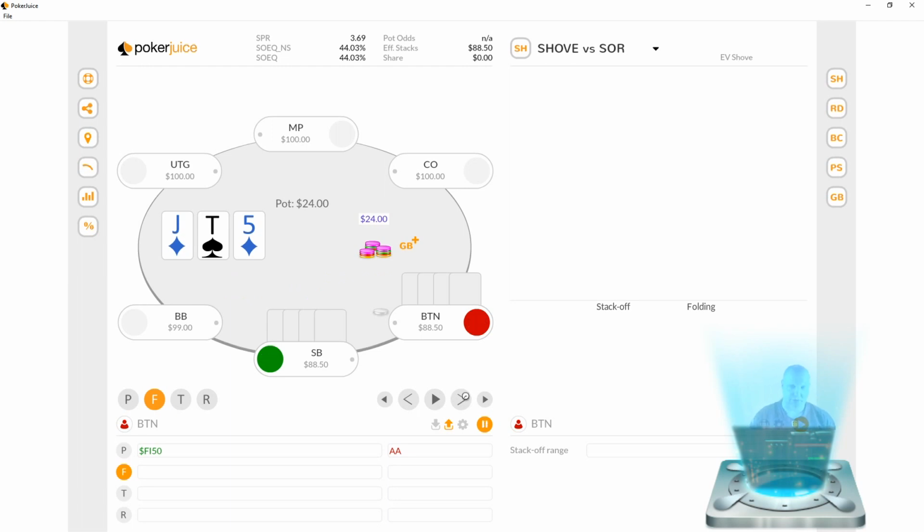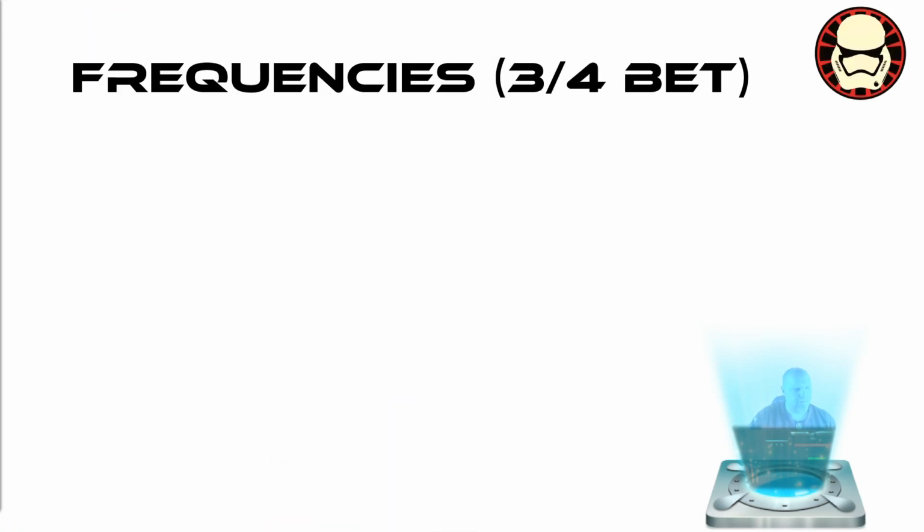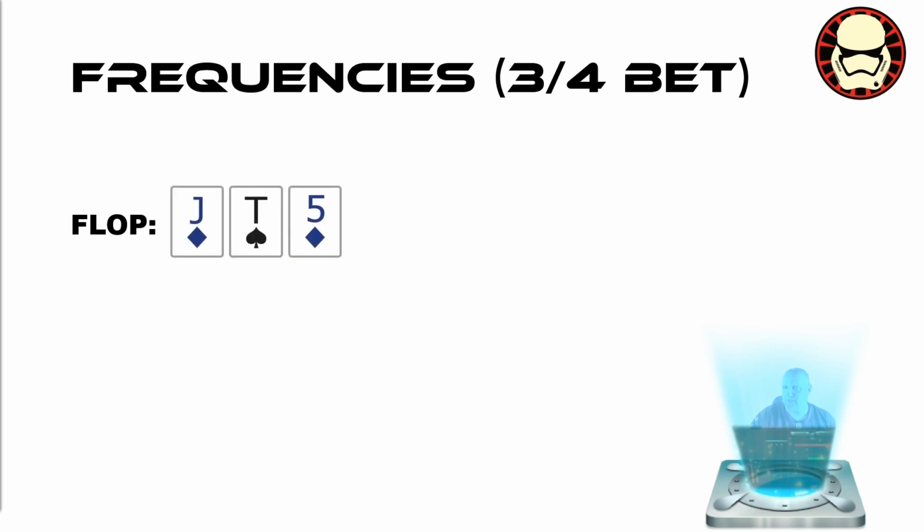What is our overall strategy? How to play certain things? So let's see how to approach the situation. First thing is to talk about frequencies. And here are the frequencies with a 75% pot size bet, 3/4.